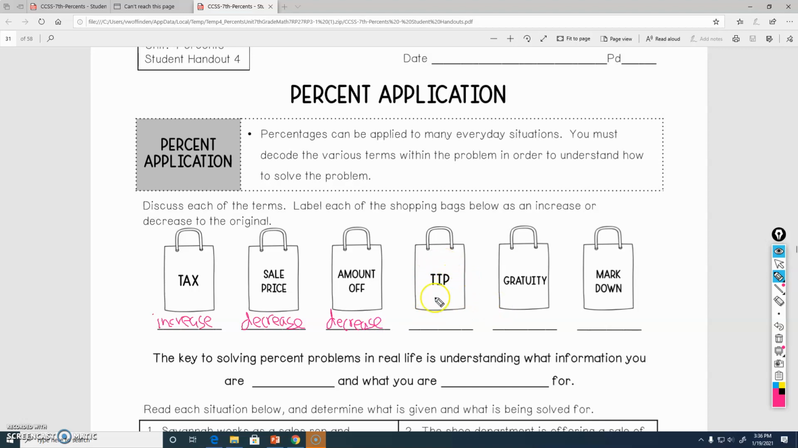If you're leaving a tip at a restaurant, that will increase the total price. Gratuity is the same as a tip, guys. So again, another increase. That's just leaving money for a waitress or a waiter or someone else. A markdown, again, is something that we really, really like. This is going to be a decrease. So look for these when we're looking at story problems to help decode what they're asking us.